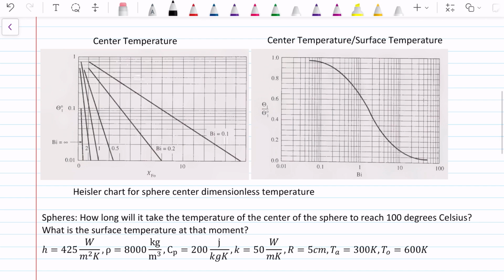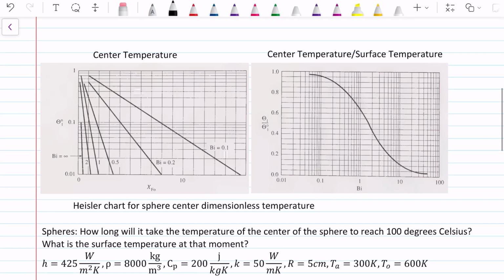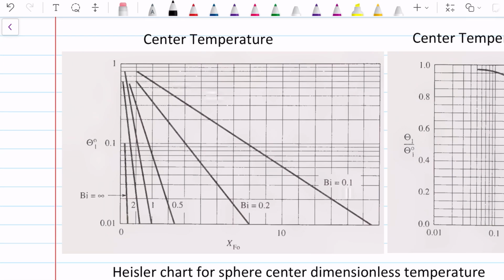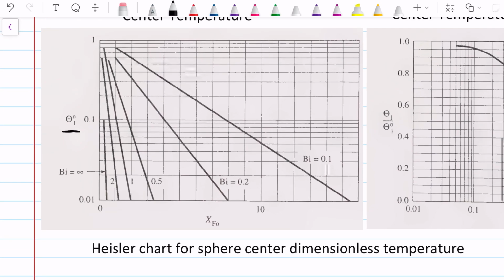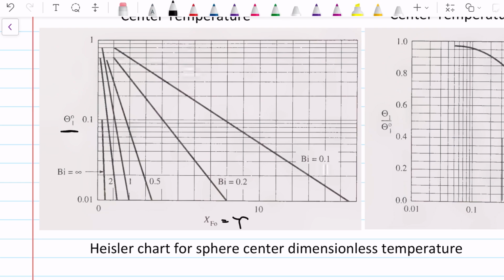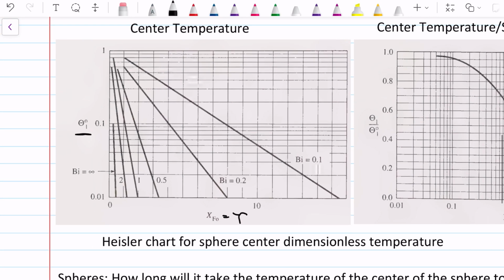Okay, so another convenient way to solve transient heat transfer problems is with the Heisler charts, which I have here. I pulled these from the book I was using, and these Heisler charts relate dimensionless temperatures to some of our dimensionless numbers. On the left here, this is the dimensionless center temperature plotted against our Fourier number. The book I'm using calls the Fourier number x, but I've been calling it tau, so we'll call that tau.